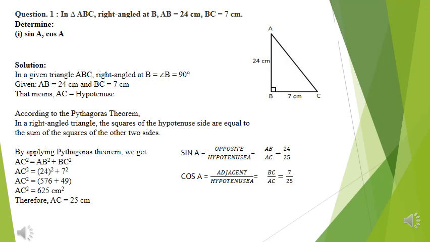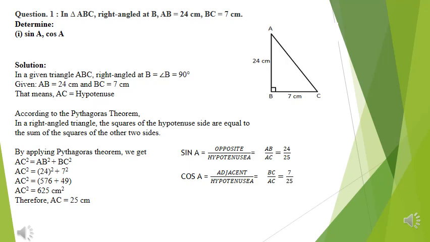So here we will apply the Pythagoras theorem. For that right angle triangle, AC square is equal to AB square plus BC square. After applying this Pythagoras theorem, we get AC square as 625 centimeter square, which means AC is equal to 25 centimeter, because 625 is the square of 25.